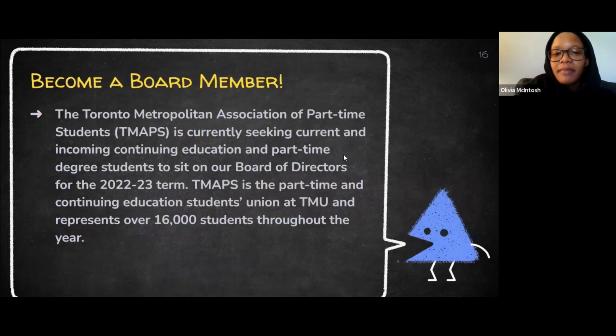So, becoming a board member. Our board member term runs from May 1st last year until the next election period, which is April 2023 this year. The eligibility is: applicants must be students enrolled in a Chang School course, either in the winter, spring, summer, or even the fall of this year. Proof of enrollment is required. Applicants cannot be enrolled in full-time undergraduate programs or in a graduate program at TMU.